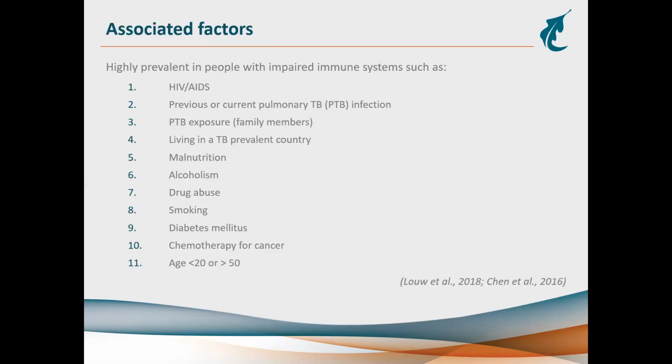Associated factors: spinal TB is highly prevalent in people with impaired immune systems, so people with HIV, previous or current pulmonary TB, or exposure to pulmonary TB by family members living with them, or an individual living in a TB prevalent country, malnutrition, alcoholism, drug abuse, smoking, diabetes, chemotherapy for cancer, and individuals with back pain under the age of 20 or over the age of 50 obviously also need to be investigated.